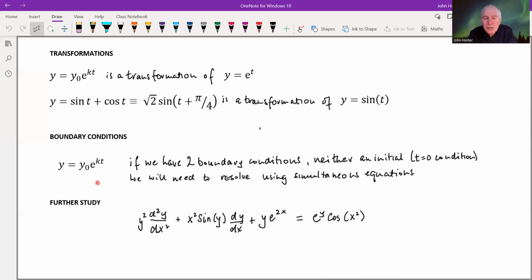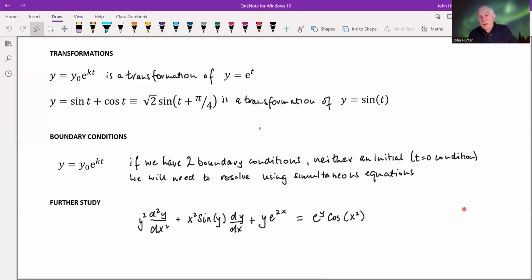However, it's not necessarily going to be the case, because you might well find that you've got two boundary conditions, but neither of them is an initial condition. If that is the case, you're going to end up with two equations in y and t, where you've substituted in the relevant values, so you've got two equations in two unknowns. But panic not, because we've essentially got simultaneous equations, and we can bash those together to resolve for both of the unknowns. So watch out for that.